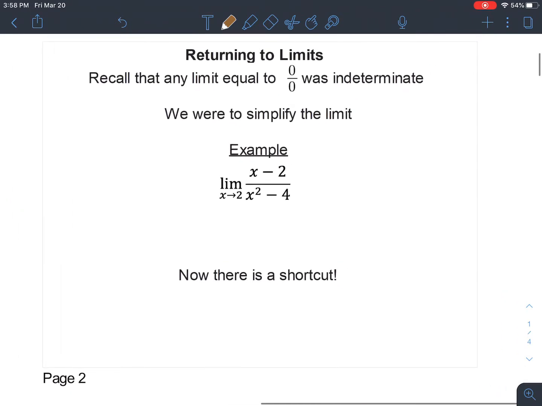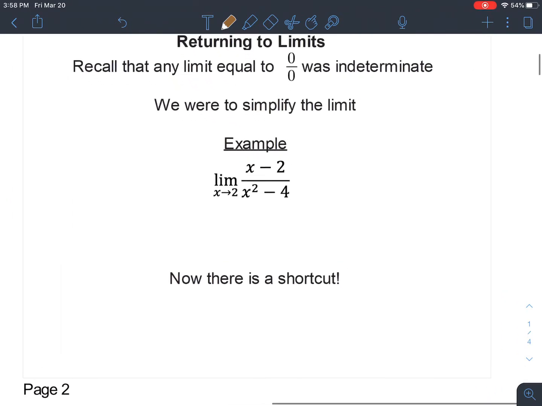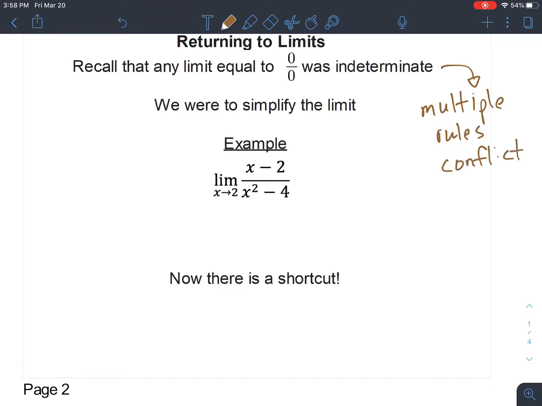L'Hopital's rule then is going to be related to limits, so we're going to return back to those. Remember that any limit equal to 0 over 0 was indeterminate, and the meaning of indeterminate is just that we have multiple rules of math that are going to conflict. So whenever we had that happen, what we needed to do was simplify our limit.